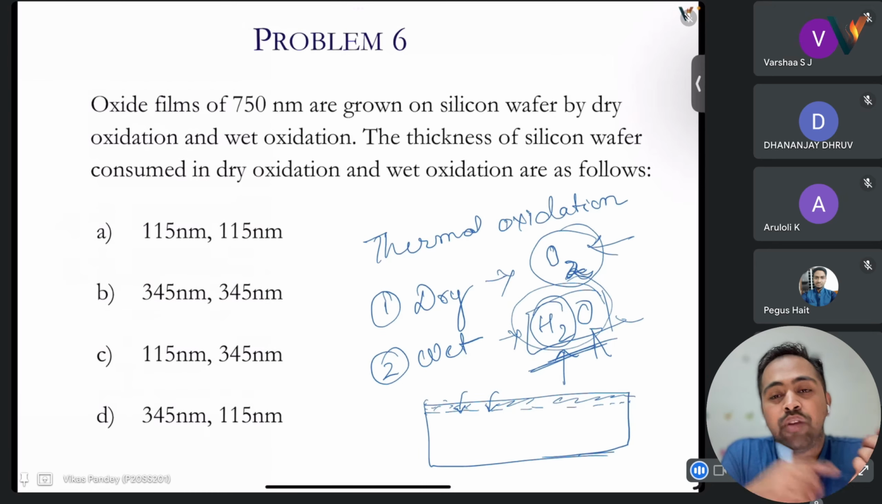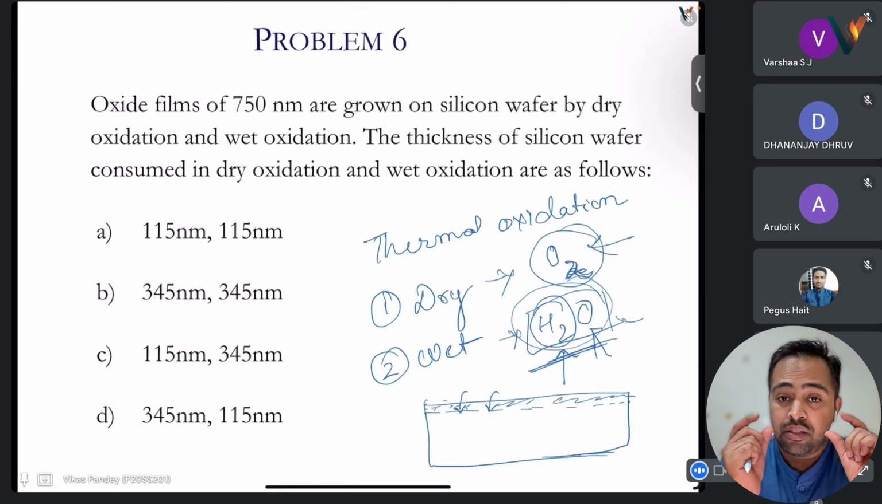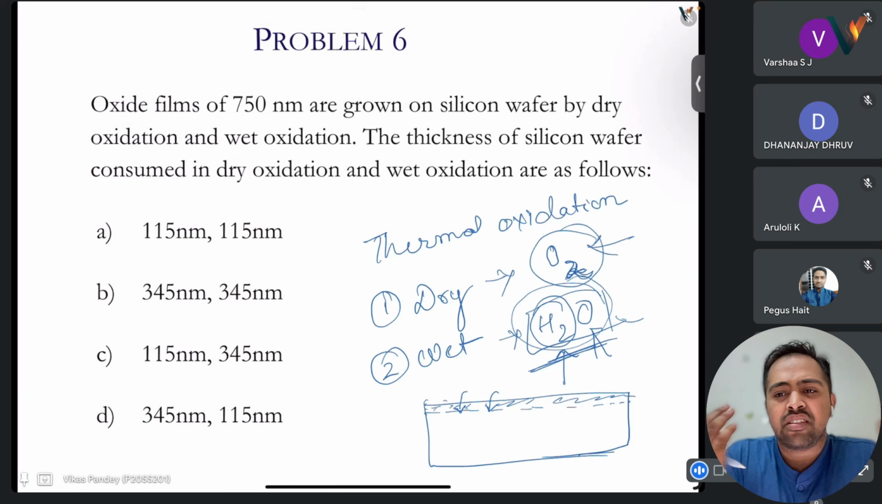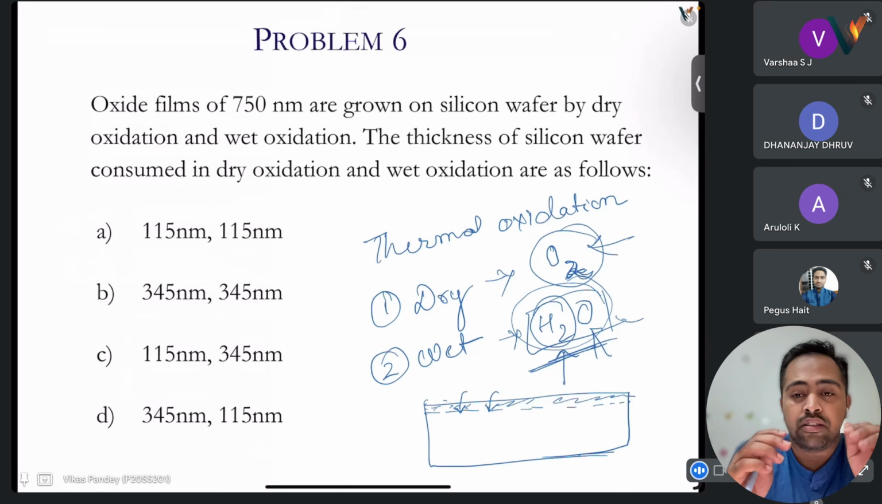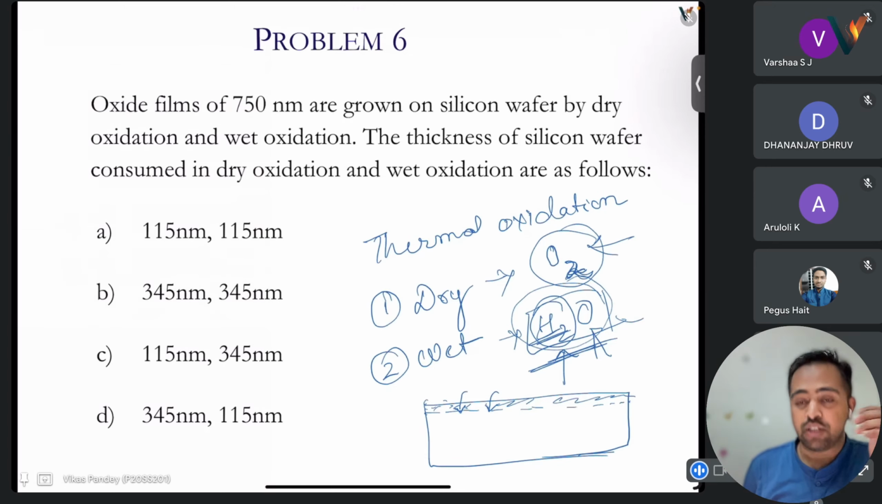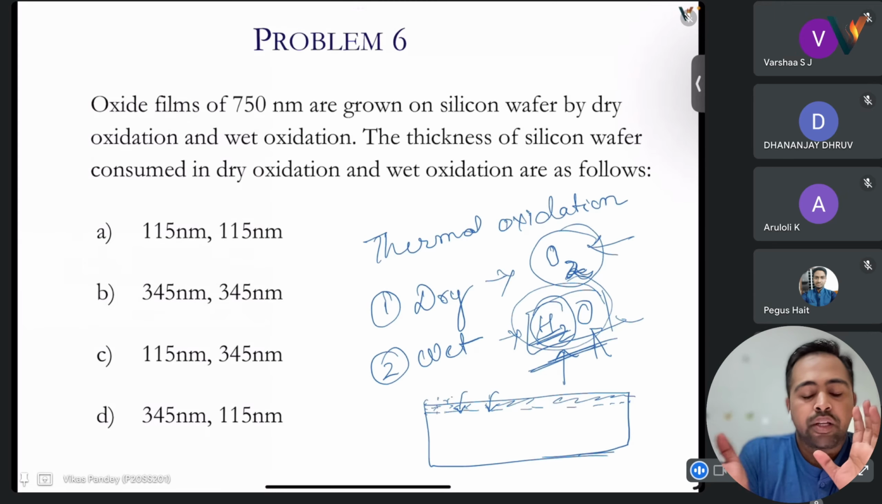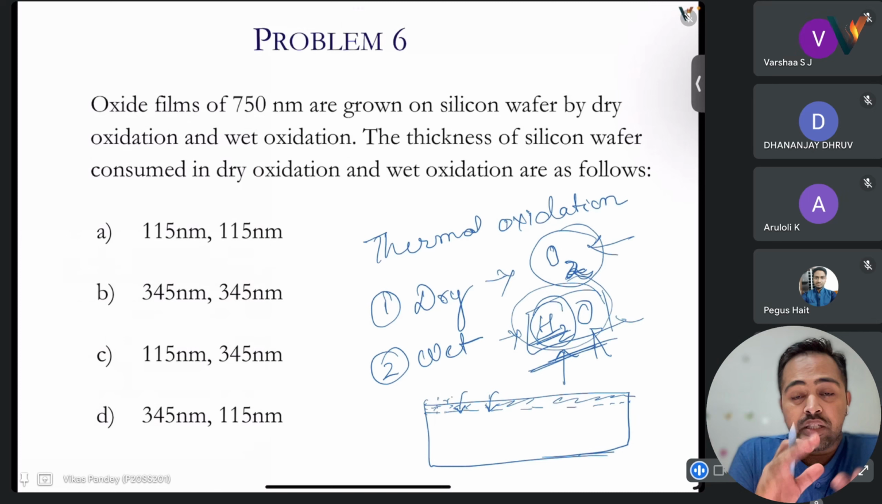But along with that, we have one other point: dry oxidation is of very good quality since there is no other byproduct. In case of wet oxidation, it is not of that good quality because this hydrogen has to be released. It will come out and create some small pores, so it will not be of good quality. So this was something related to oxidation, dry and wet.